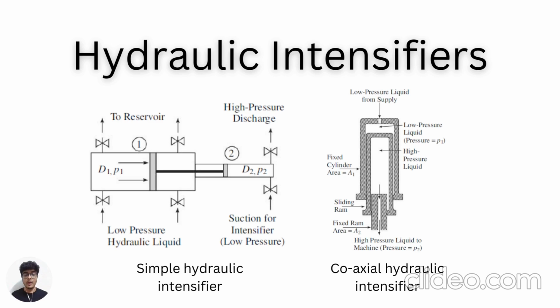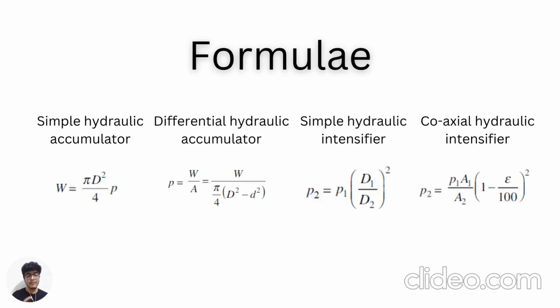Right. So now moving on to the formulae. Now there are four different formulae for each of the accumulator and intensifier. So one for each. In the first one, we have W equals pi d square by 4 times P, where we have W as the weight and d as the diameter. Next, we have the differential hydraulic accumulator. This would be a bit more complex, as we saw in the diagram itself, that it's a bit more complex than the simple hydraulic accumulator.